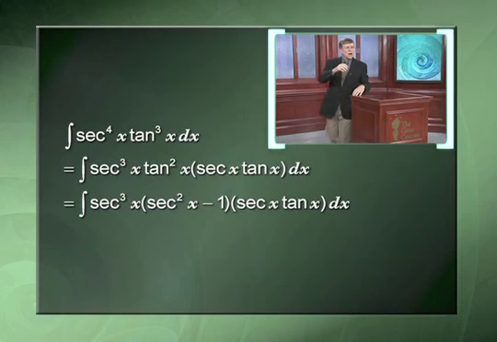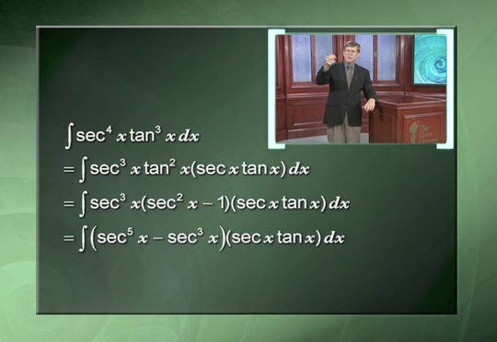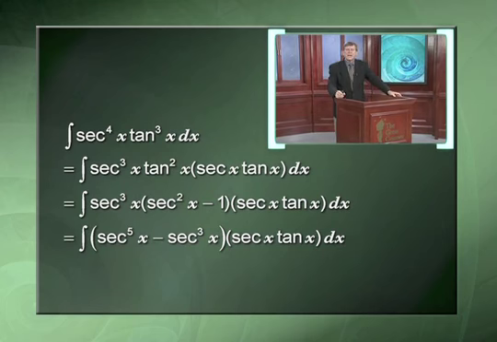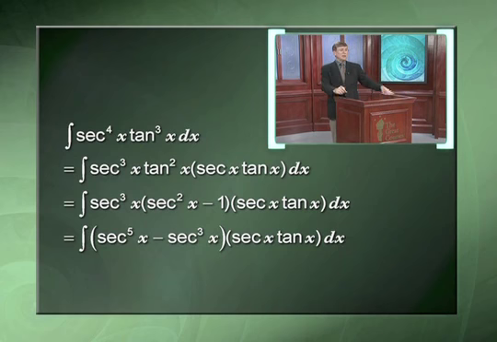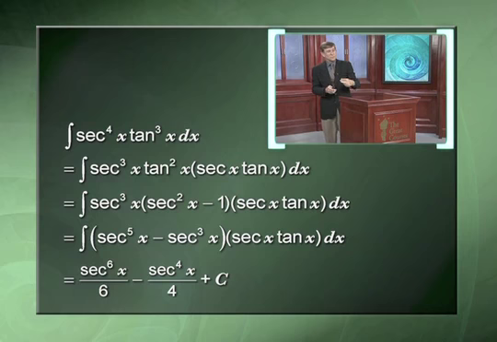Good. Multiply that out. You get secant to the fifth minus secant cubed times the secant tangent. Let u be secant. What's the derivative? Secant tangent. It's standing right there. So the final answer is secant to the sixth over 6 minus secant to the fourth over 4 plus a constant.